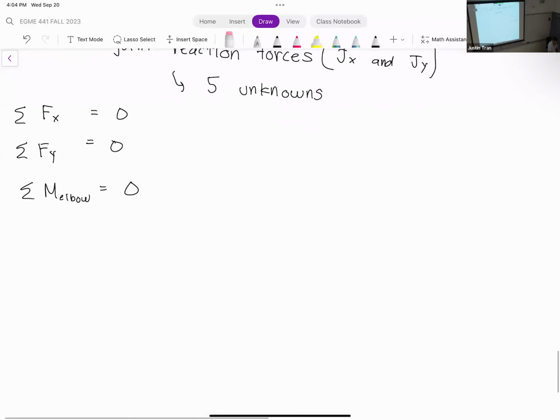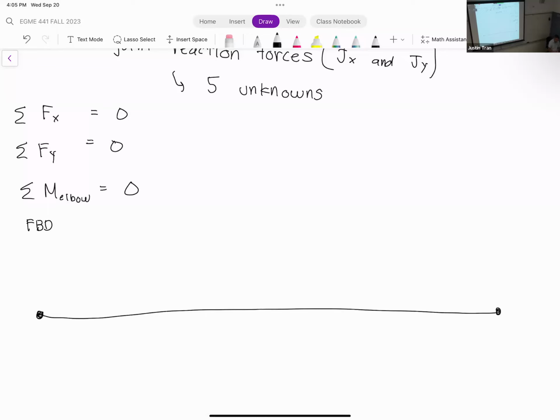And actually, let me go ahead and draw a bigger version of our figure here, just to make it a bit more clear. Okay. All right. So here I'm going to draw the free body diagram. Okay, so let's start with all the known quantities.